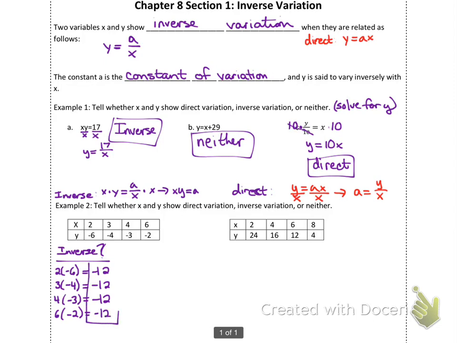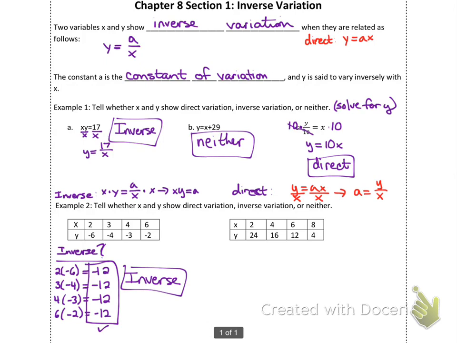If we look here, they all match. They all have to match. If one of them is different, it is no longer inverse variation and we have to move on. But this is definitely inverse variation, so that is our answer. We're just plugging in x and y to find a.